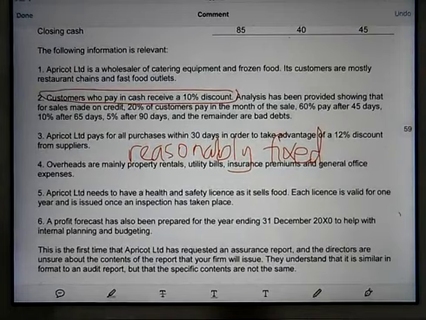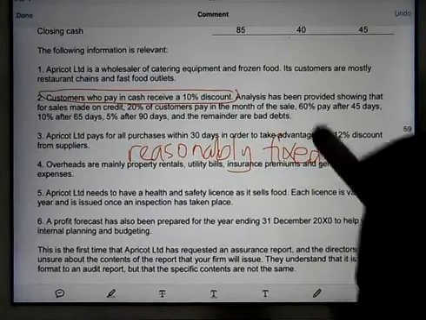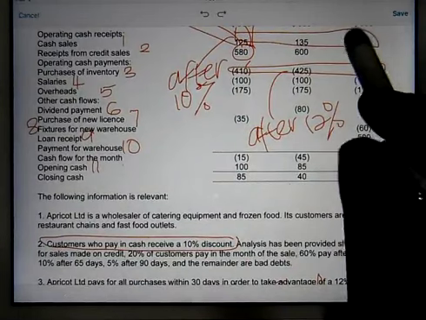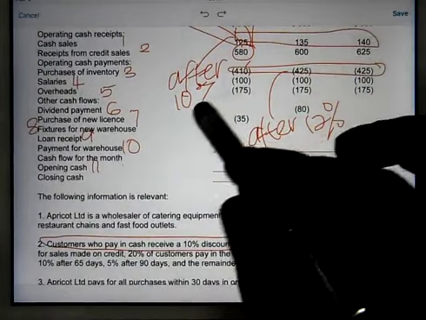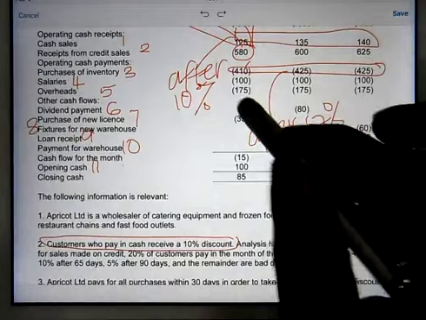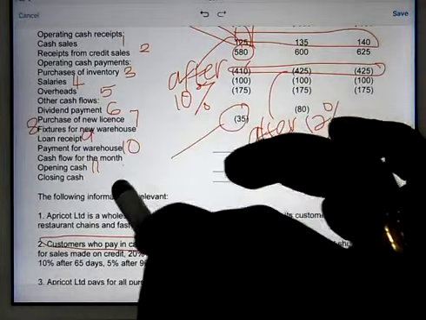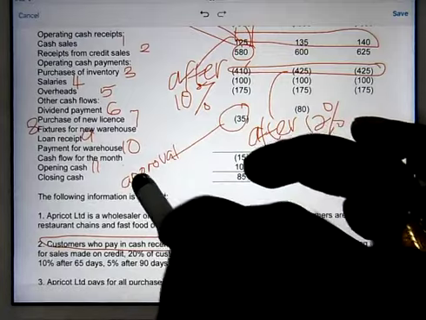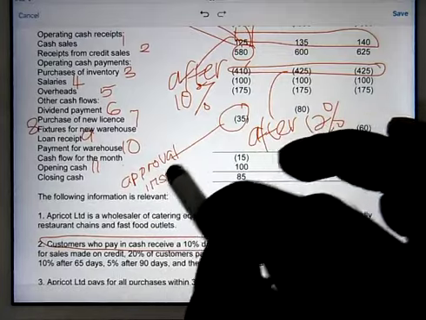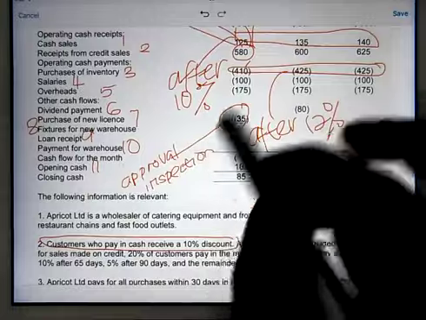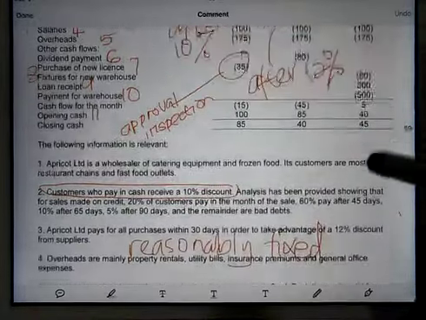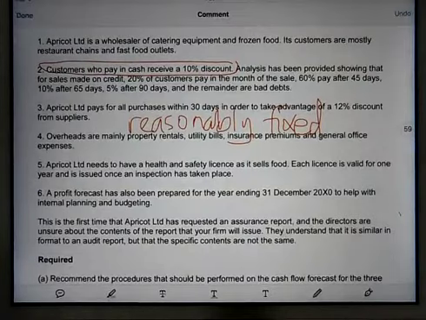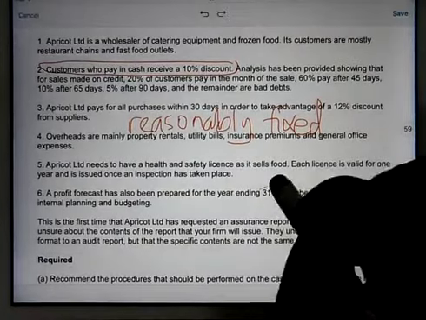Okay. Apricot needs to have health and safety license as it sells food. Each license is valid for 1 year, is issued once inspection takes place. Can you see the license anywhere here? Purchase of new license, that's over there. So this one must have got approval first, isn't it? Or inspection. Approval, inspection done first. So this 35,000, I can prove it by making sure there was an approval inspection. A profit forecast is also prepared, so I can double check and see whether this is consistent or not.